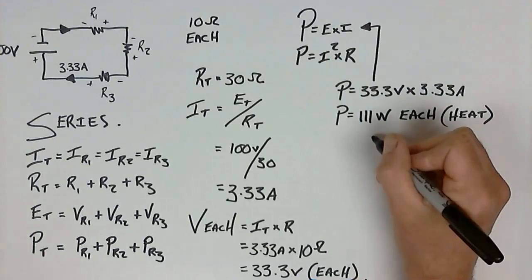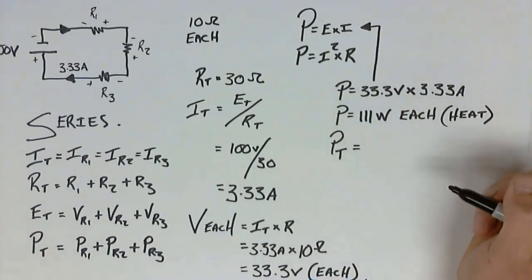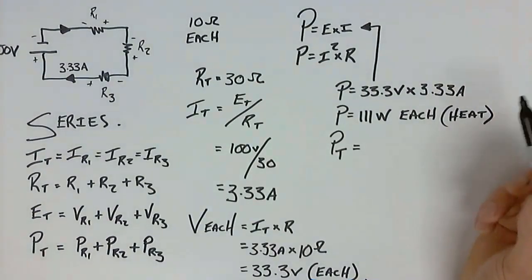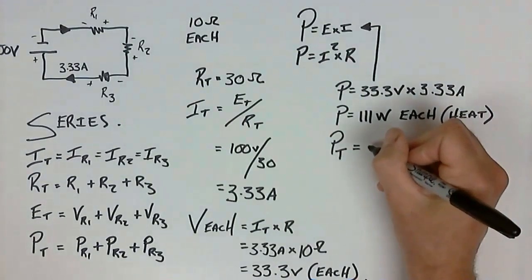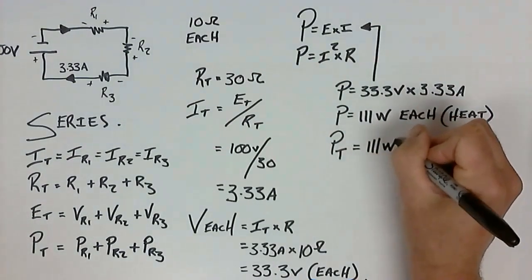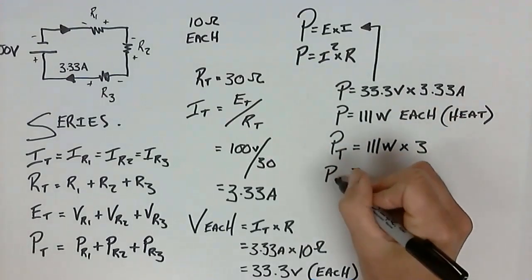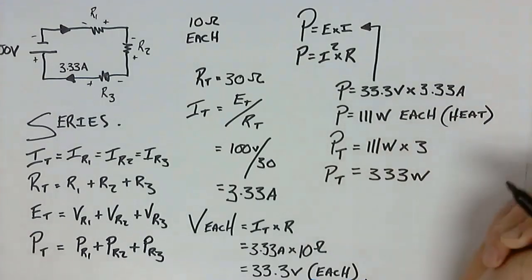So for total power, that would mean that all we need to do is add all of those values together. And since they're all equal, we could take our 111 watts times 3 and give us a total power of 333 watts.